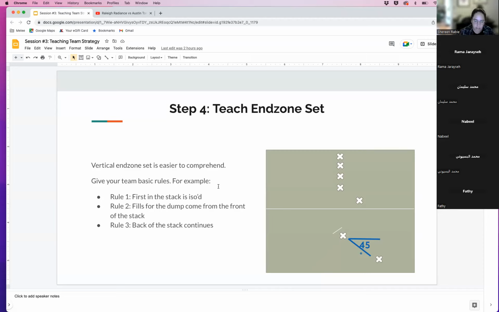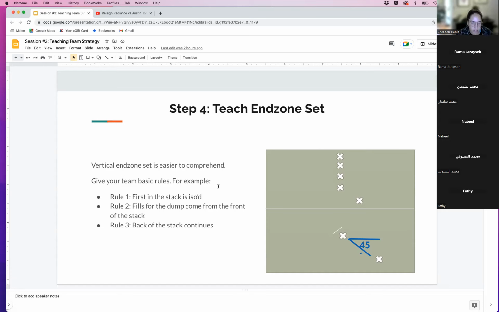And the same concept as the host stack, give people basic rules. So end zones can also get very complicated. So when I teach an end zone set, I say basic rules. So our rule number 1 is the first person in the stack is the isolated cutter. Okay, that's the priority. And I don't tell them, you have to make this certain angle of cut, you need to be this far away from the throw or whatever it is. I just say the basic rule at first, because I don't want to overwhelm people with too much information.